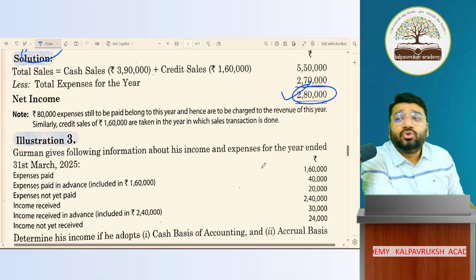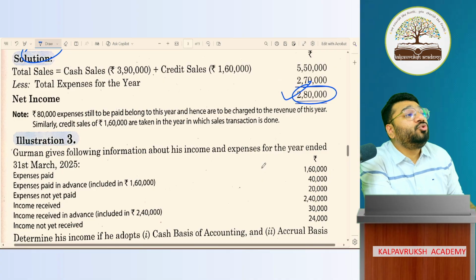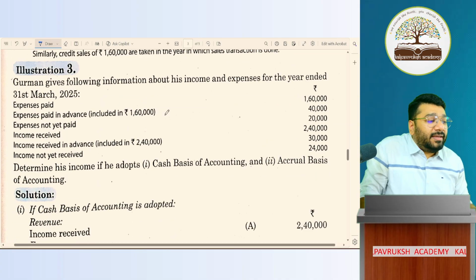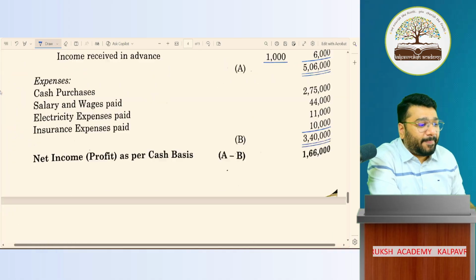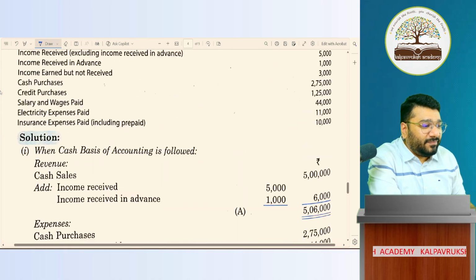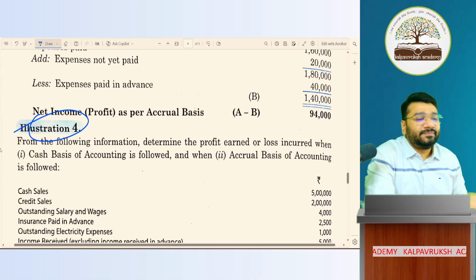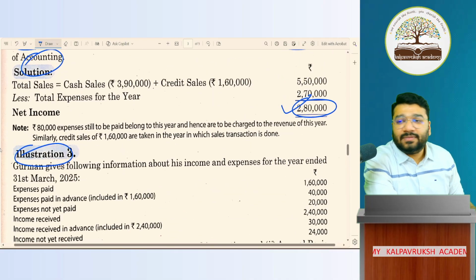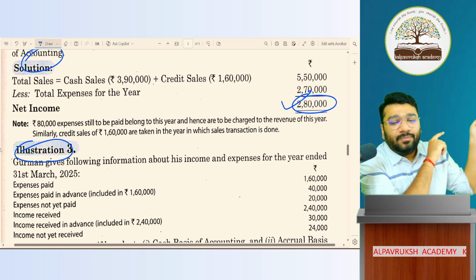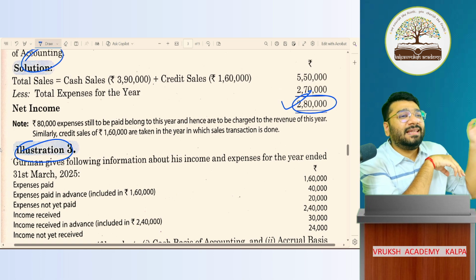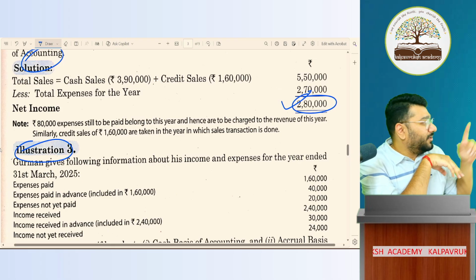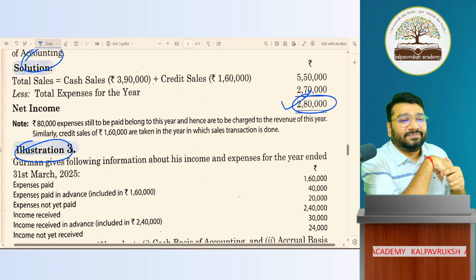These two are jujjupi questions. The real game comes in illustration 3 and illustration 4. Both of these are homework and I will not do them in class. Because this is not a CA foundation book question. This is an 11th CBSE book question. So both of these questions are homework. Okay, not okay.